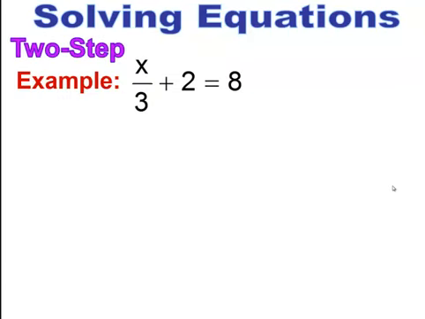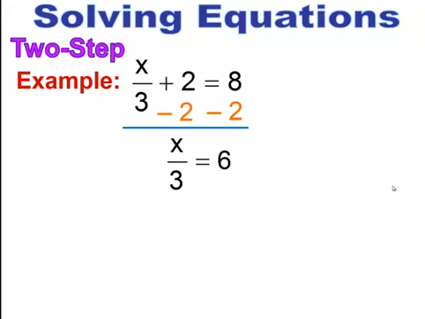So in this example here, notice that I have a variable over top of a number. Well, that is attached to the variable, so I'm not going to do that in the first step. My first step here is I'm going to deal with the plus, and I'm going to do the inverse or undo plus by subtracting. So I'm going to subtract 2, and I need to subtract 2 from both sides of the equal sign. So I'm going to be left here with x over 3 equals 6.